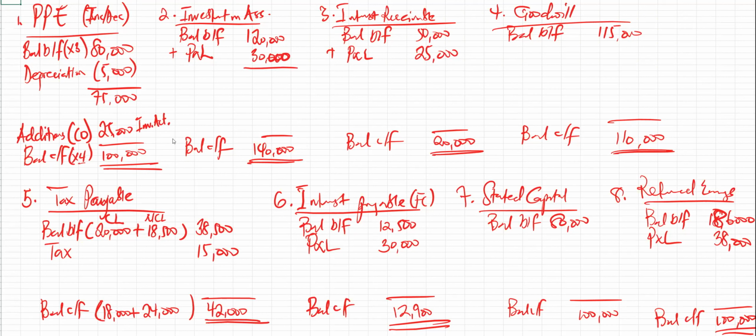Now, associate. Our balance was 120. We added 30, so it should have been 150,000. But associate dropped to 140. What happened? Anytime there's a drop in the associate account, it means we received dividends from the associate. So how much dividend did we receive from the associate? 10,000. Now, because we invest in the associate to get these dividends, what kind of activity is it? An investing activity.